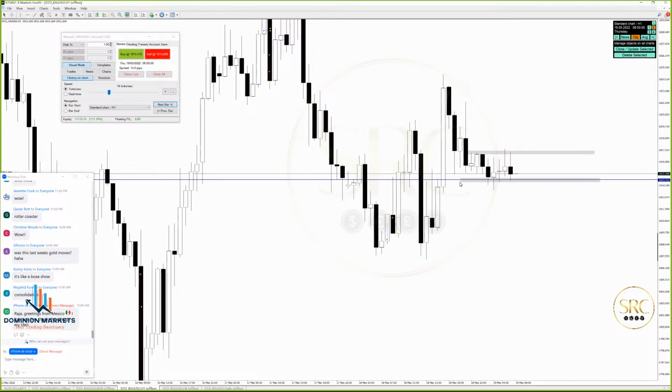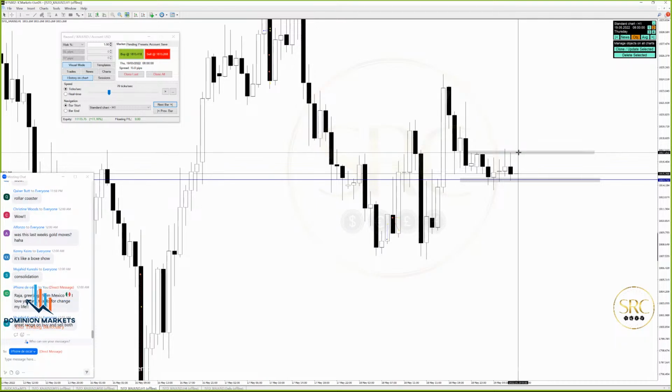Okay, so we got support. Now, if we can break and close below 1814, we can go down, right? We got clean candle to the left, 37 pip range. So there's a very good probability price can continue pushing down. We all agree with that.